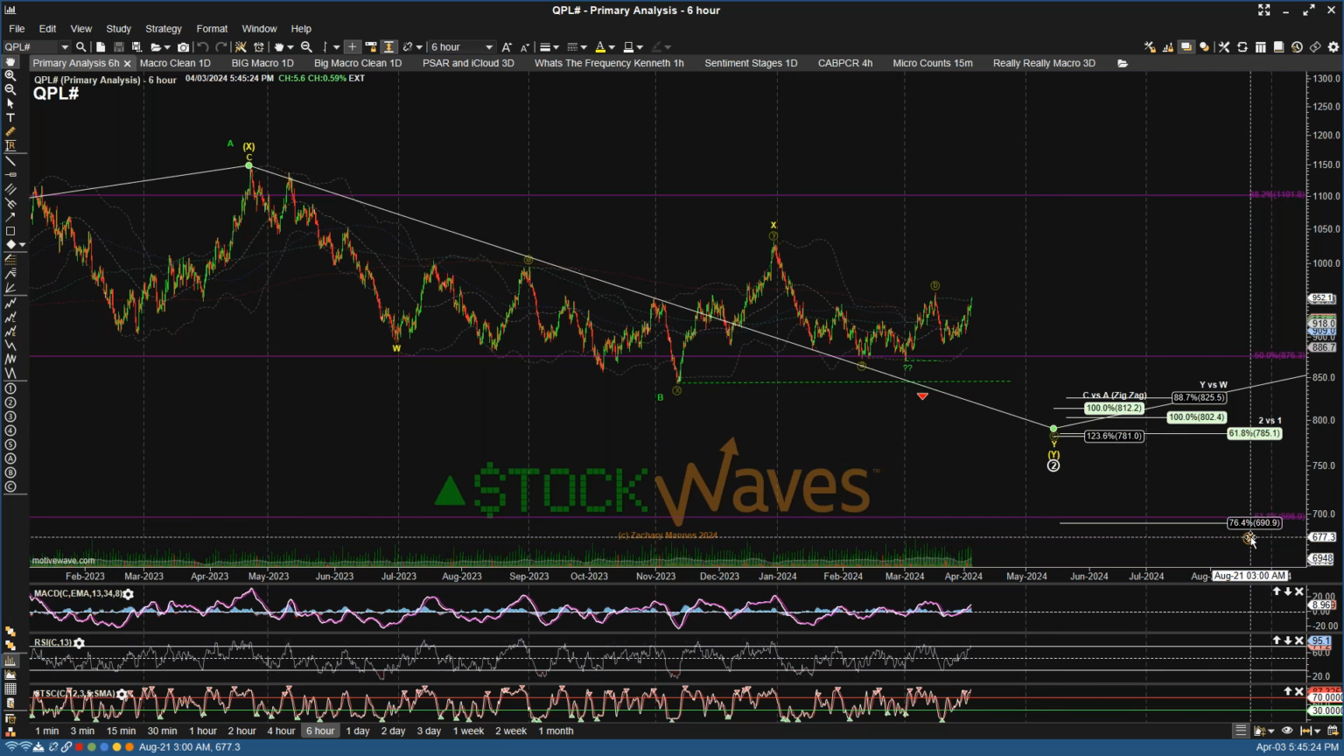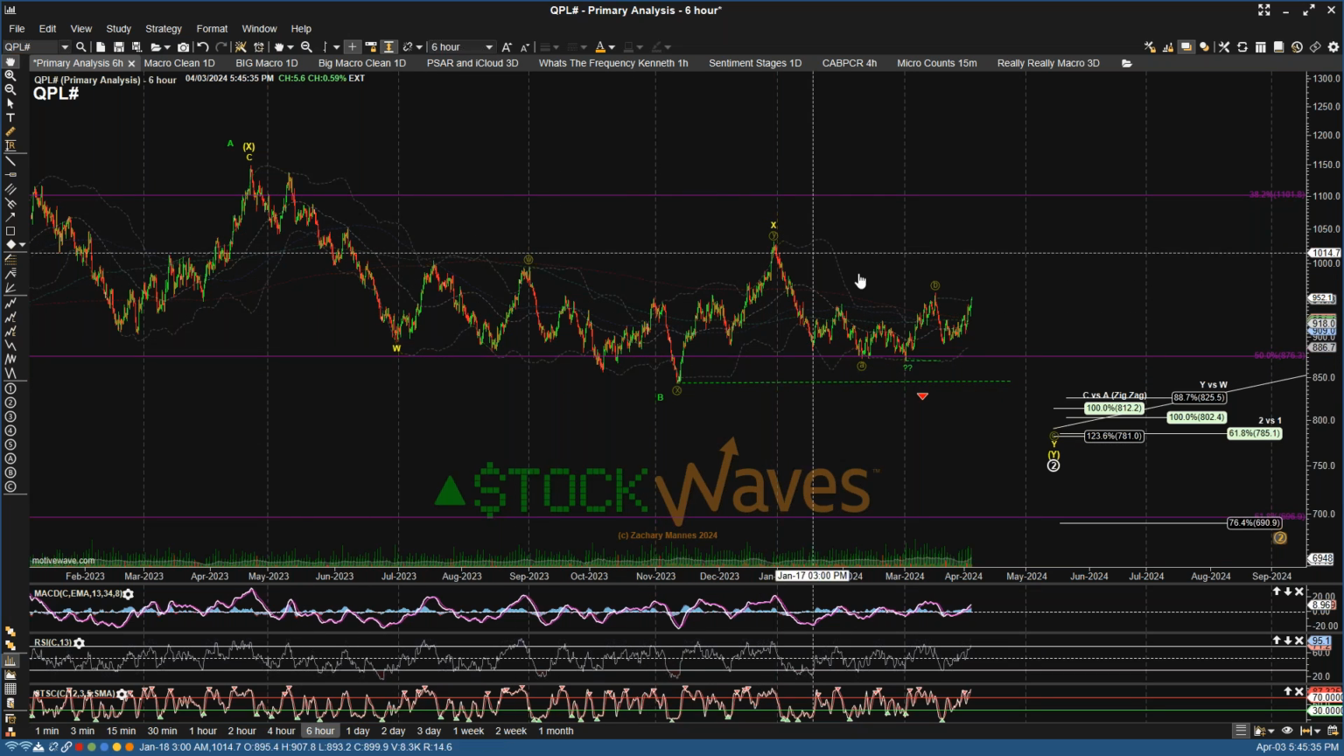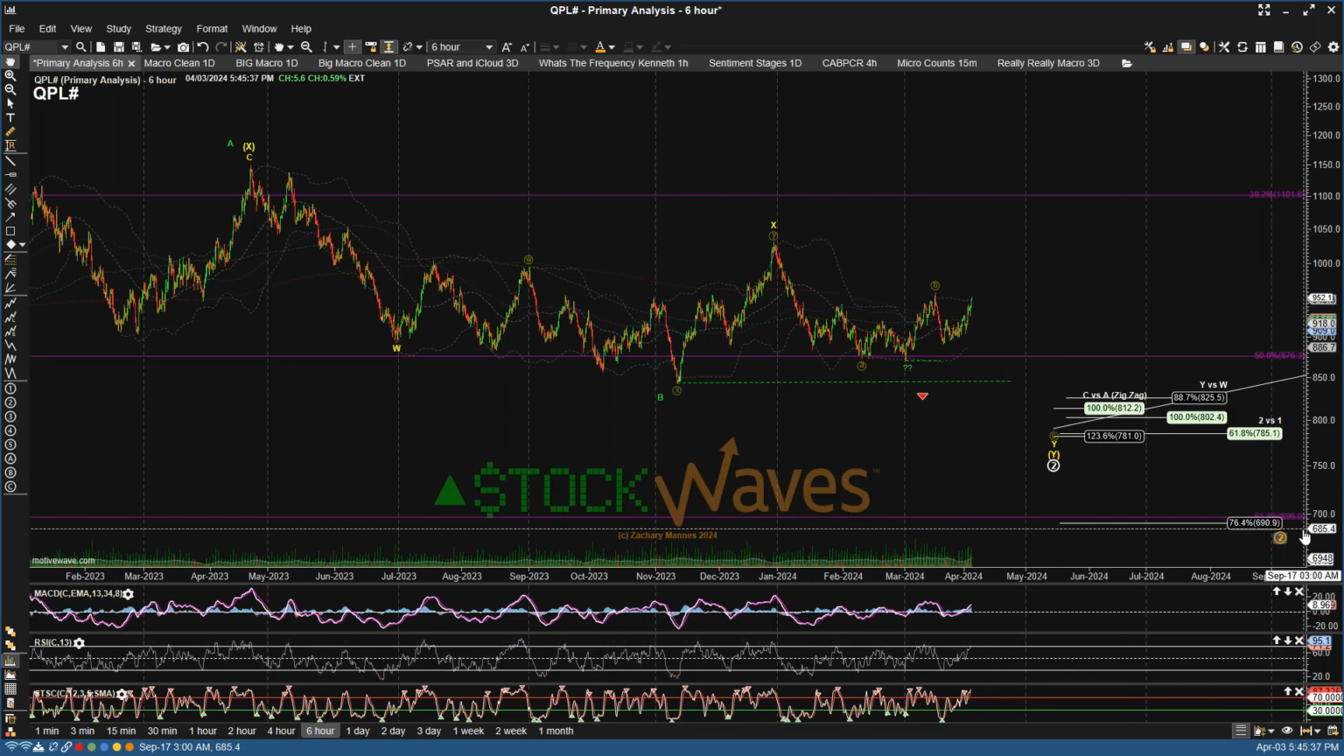A WXY inside a Y wave by itself is not a very reliable pattern. So I also have this orange wave 2 down here, where this might be, instead of a WX and an ABC for a Y wave, it could be an A, B, and fill out 5 waves down as a C wave under 700. So that's a big risk on platinum.